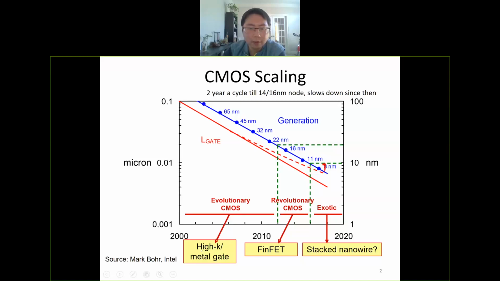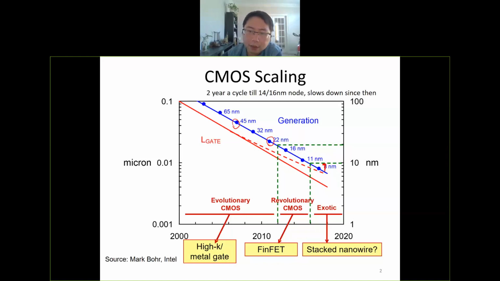So one of the innovations is this high-k metal gate introduced by Intel at 45 nanometer technology node. This is to replace the gate oxide from silicon dioxide to some higher-k dielectric, for example, hafnium oxide. And then at 22 nanometer, Intel also introduced the FinFET structure. This is to change the transistor from what we discussed in this class, the planar MOSFET structure, to a 3-dimensional FinFET structure. And we will talk about that in a minute.